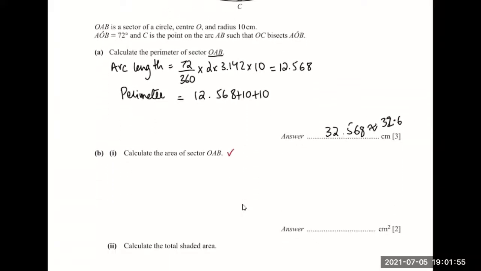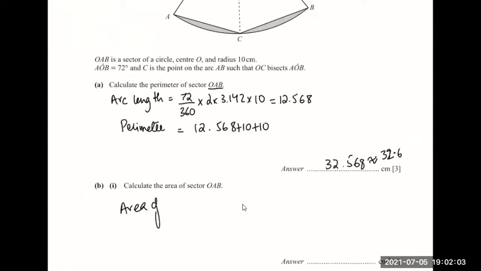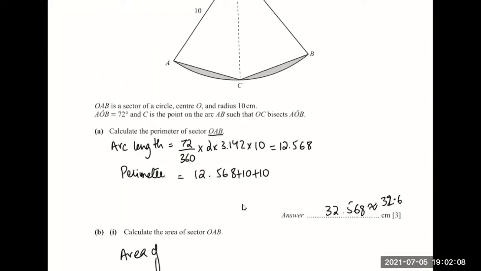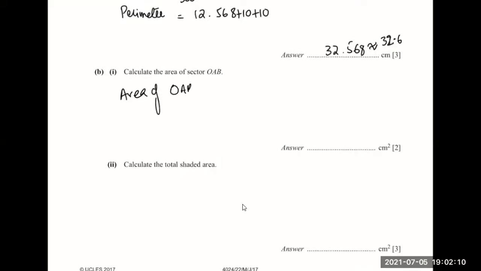Calculate the area of sector OAB. So here, if I want to calculate the area of the sector, again, it's a simple formula. Area of OAB is 72 over 360 into pi r square.